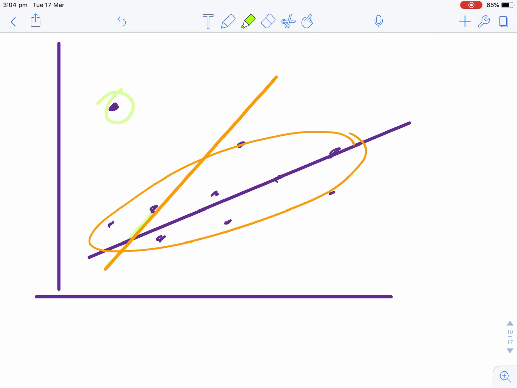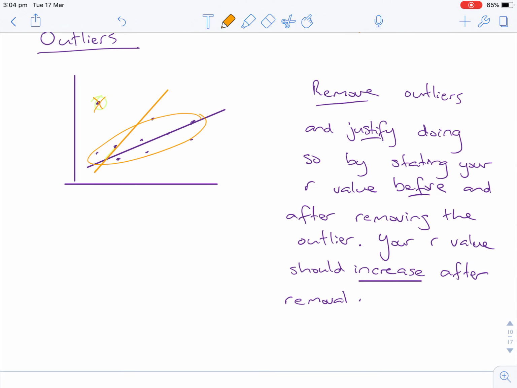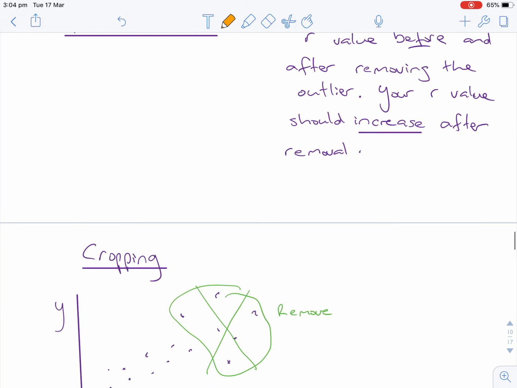So if I get this kind of thing, what I should be doing is deleting the outlier when I find it and then rerunning the regression. I would comment on the fact that I've done this, and I would justify doing so by quoting the R value before and after I removed the outlier. You should see that your R value will increase after you've made that change.